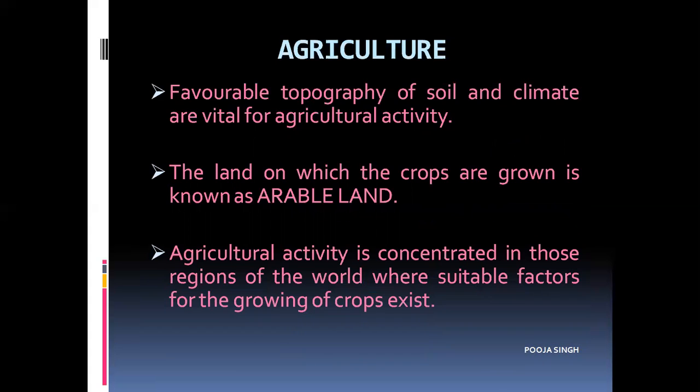Favorable topography of soil and climate are vital for agricultural activity. The land on which the crops are grown is known as arable land. Agricultural activity is concentrated in those regions of the world where suitable factors for the growing of crops exist.